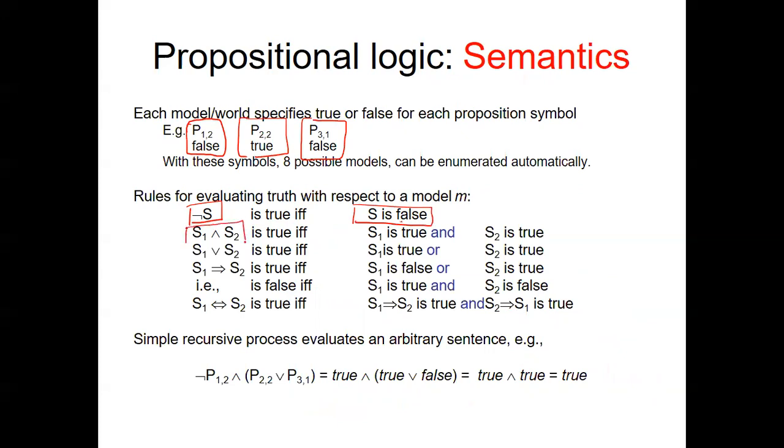And what about S1 and S2? When will S1 and S2 be true? S1 and S2 will be true if and only if S1 is true and S2 is true. So if there is one sentence S1 and another sentence S2, when will S1 and S2 be true? Only if both of them are true. S1 or S2 is true if and only if S1 is true or S2 is true. This implication and bidirectional we will discuss with an example. We will discuss with the truth table.